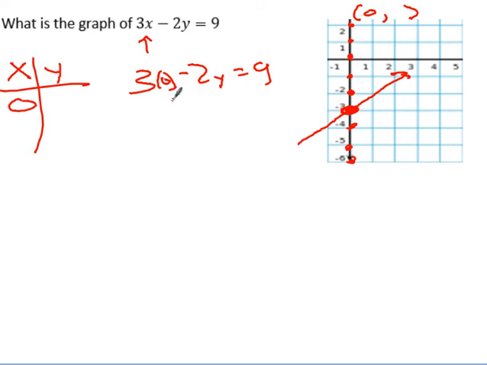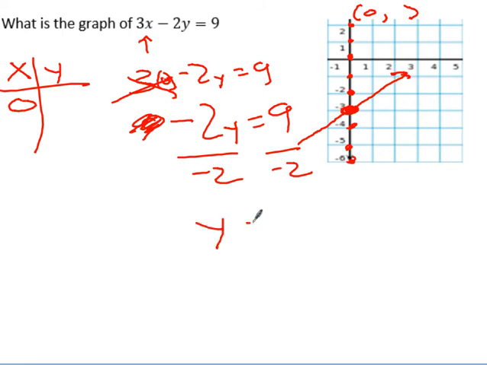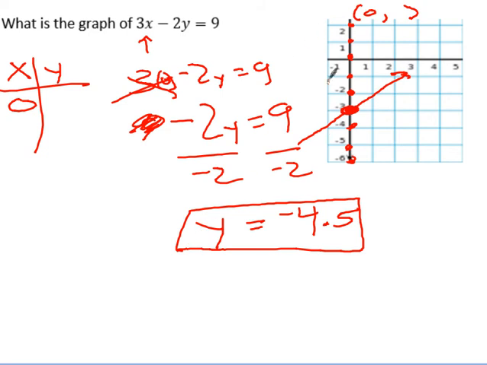The reason it's nice to do this with zeros is that 3 times 0 is 0, which really makes that term just go away. So I just have the equation negative 2y equals 9. I solve for y by dividing by negative 2, and I get y equals negative 4.5, or negative 9 over 2. I used a decimal because I want to know exactly where to graph this so that I have an accurate graph. So my y-intercept is at negative 4.5, which is right here.